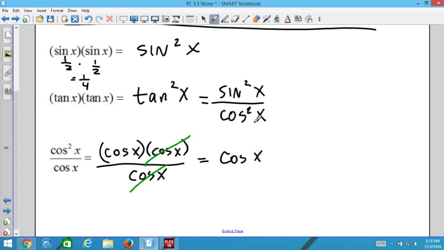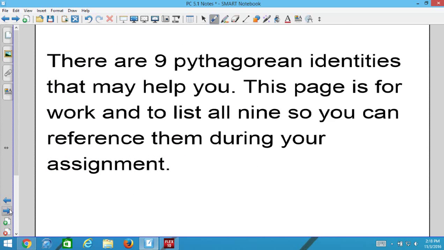Okay. Good question. So now, when you turn the page, you will see that we have Pythagorean identities. And these Pythagorean identities, there are 9 of them. This page is blank because we're going to do some work. We're going to find the 9. And then you might want to just label all 9 of them.